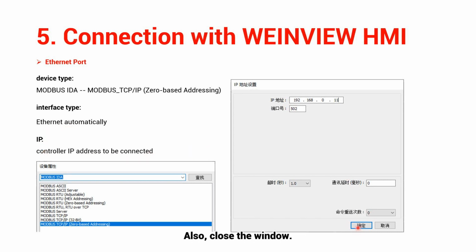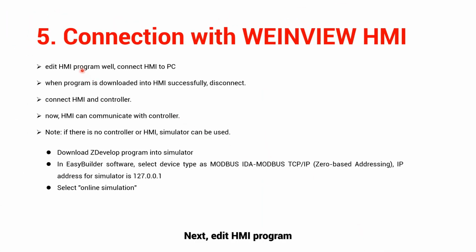Also, close the window. Next, edit the HMI program. Connect HMI to PC. When the program is downloaded into HMI successfully, disconnect and connect HMI and controller now. No controller or no HMI, no problem. Simulators can help you. For controller programs, download it into Simulator.